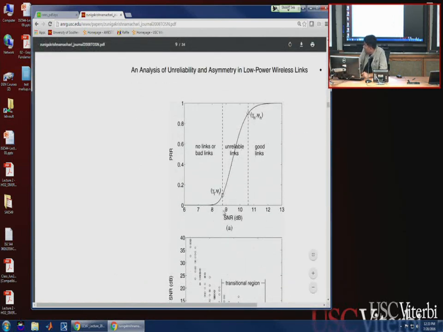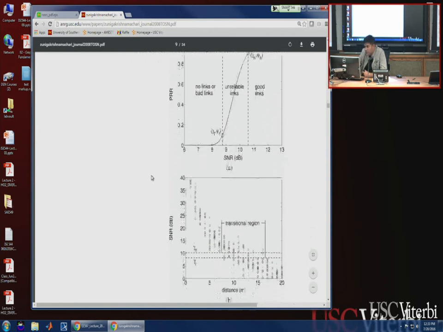So there's about 2 or 3 dB range over which that packet reception rate goes from being very low to very high. So this curve is actually plotted for the particular radio based on the specs of the radio, depending on what kind of modulation scheme it's using, how many bytes are in each packet. So all of those are taken into account in plotting this curve.